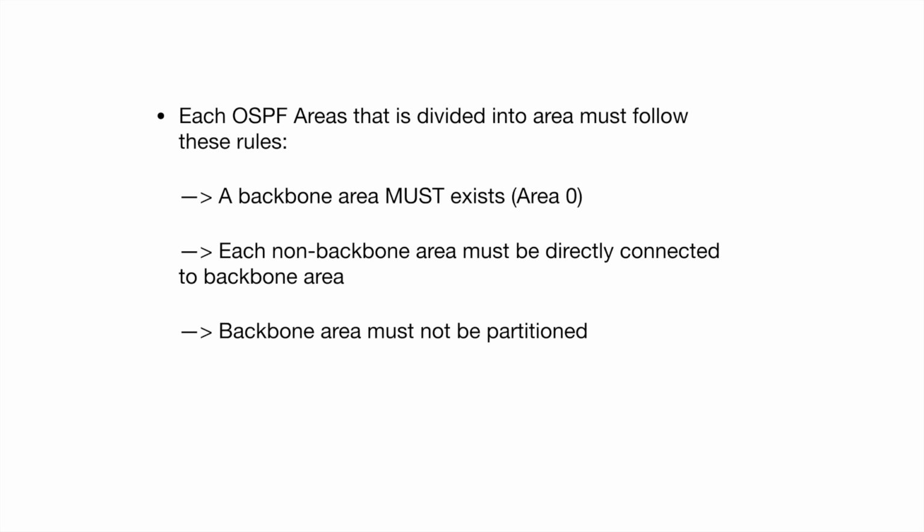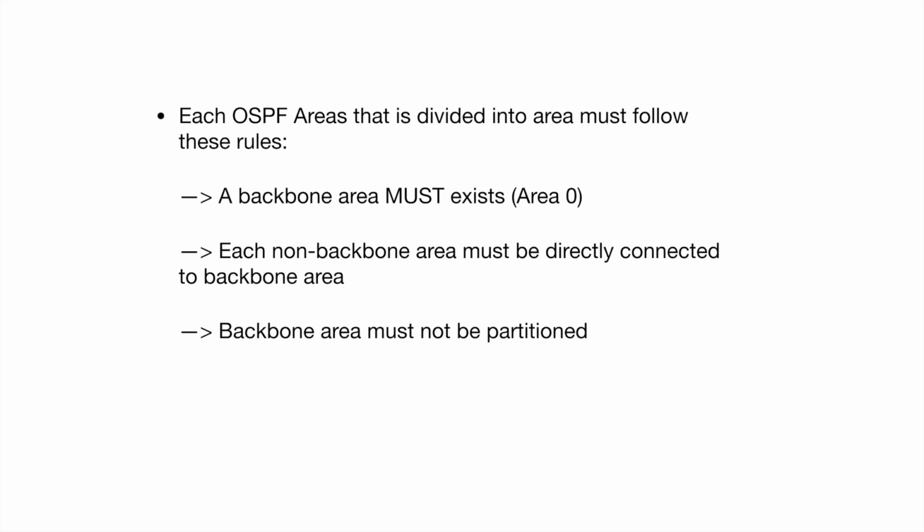Number 3, the backbone area must not be partitioned. It must not be subdivided into smaller areas. That is going to cause a routing issue. So these 3 rules need to be taken into consideration when you start implementing areas.